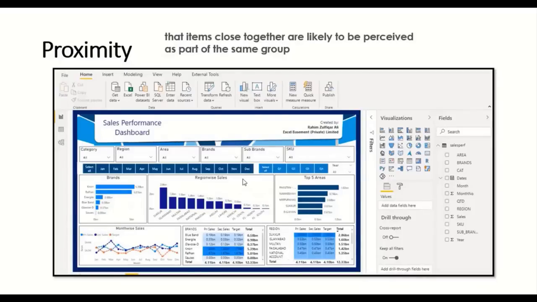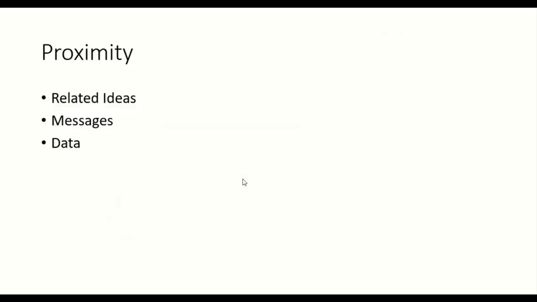The last one is proximity, which says that items close together are likely to be perceived as part of the same group. There should be a relationship, there should be a meaning with the visuals. So a visual which is creating too much noise should be eliminated. So when you apply contrast, repetition, and alignment all together, and you form a dashboard for a specific purpose, for example, in this slide, you can see a sales performance dashboard. All the visuals are related to each other and they are creating a proximity, a meaning to it. So this means that you have created a right dashboard. So proximity is related to the ideas, messages, and data.